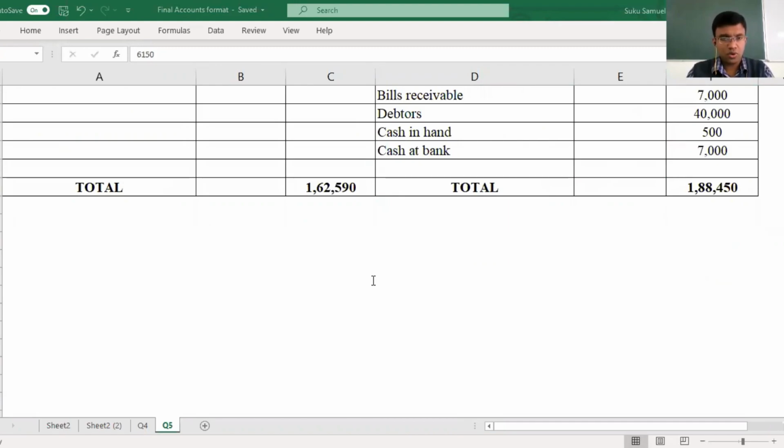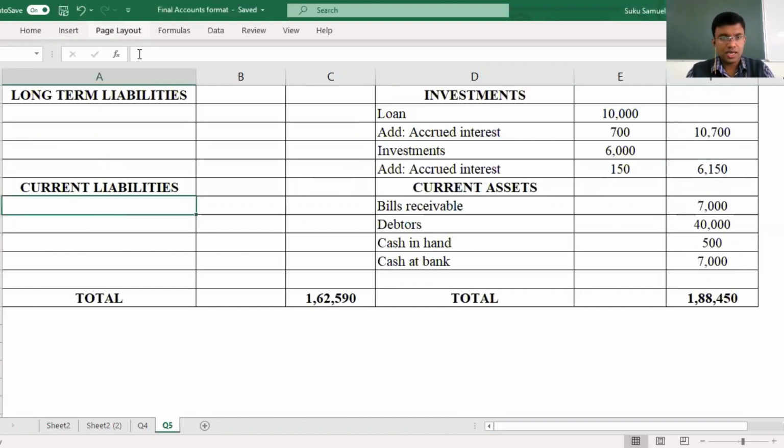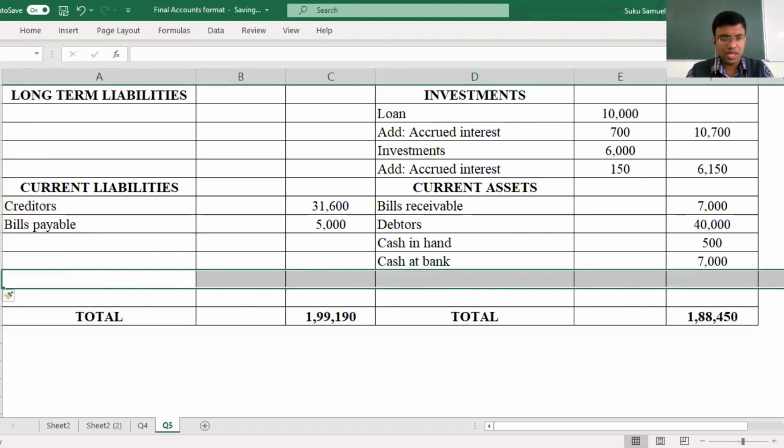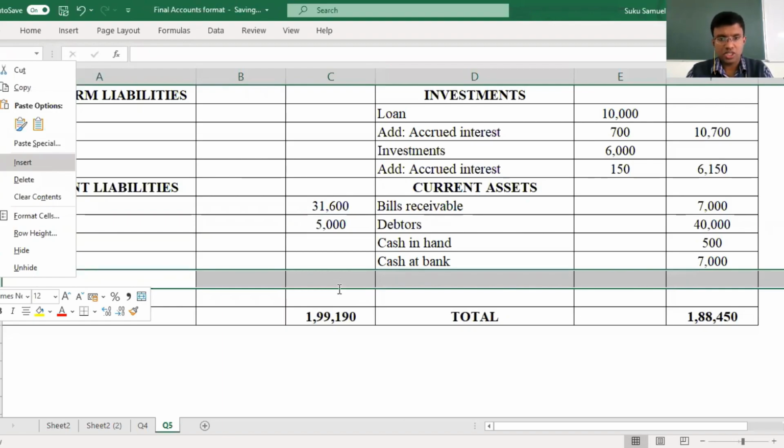Okay, so then we have creditors. Creditors will be going on the current liability side. Creditors amount is 31,600, so that we have written. Then we have bills payable. Bills payable, the amount is 5,000, and that 5,000 we have shown over here on the liability side. Now there are some more adjustments that we have to consider. Let me quickly do that as well, because our balance sheet is yet to tally.